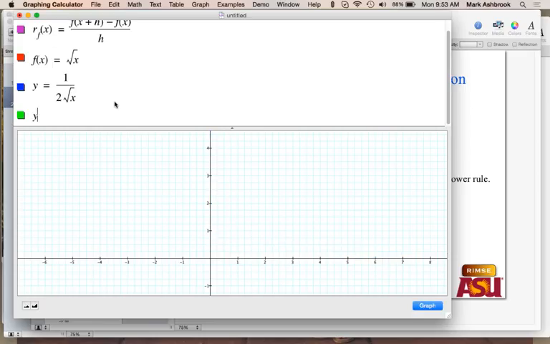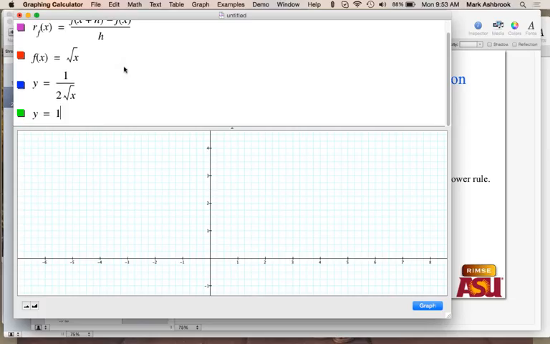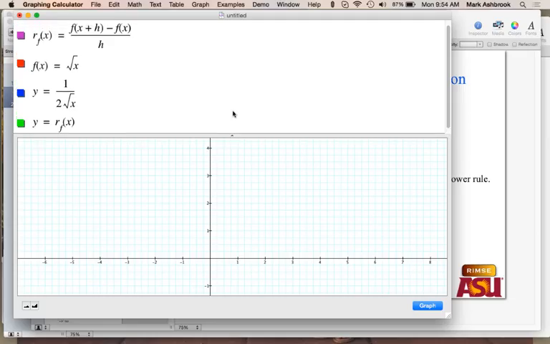y equals r sub f. So if f is square root of x, I'm going to graph this one, because this one we know for sure is right. Given that f of x is square root of x, this we trust. And so I'm going to graph r sub f. When you do this, you don't have to use the subscript. You can just call it anything you want, like g, or whatever makes it easier.